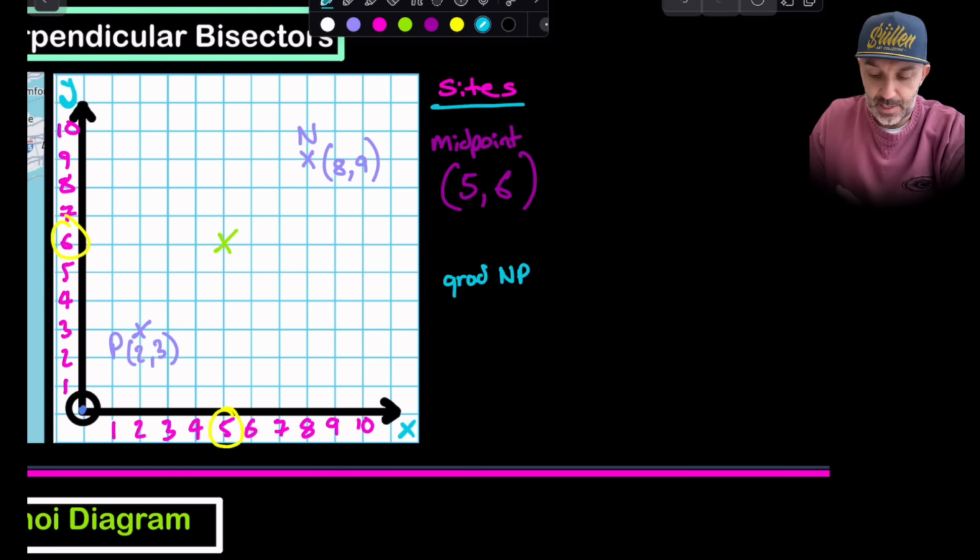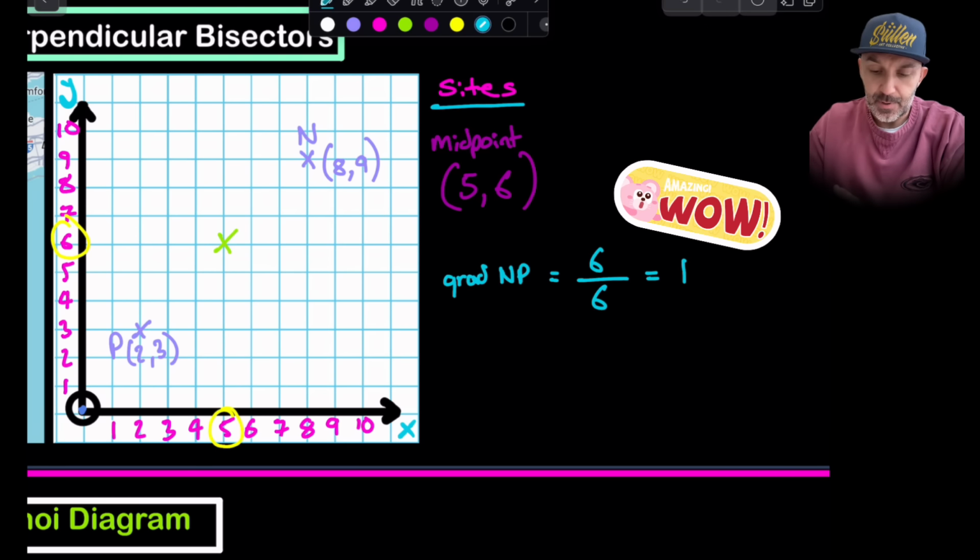So that's NP. So the gradient of NP. Well, that's change in y over change in x. So that's y2 minus y1, so that'd be 9 minus 3, which is simply 6, over x2 minus x1, which would be 8 minus 2, which is also 6. So we have a gradient of 1.